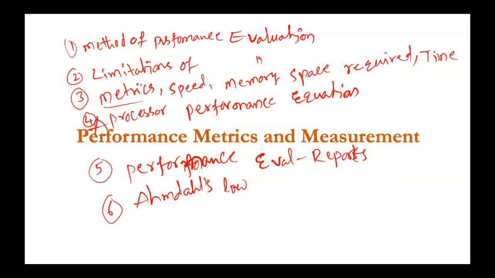Maybe the method of performance evaluation and the limitations of evaluation, what kind of metrics we use, whether we use speed or memory space requirement or time, or the processor performance equation, or performance evaluation reports, and Amdahl's law. So we'll see this. As we said, when we talk about computer performance, we should consider all these issues to assess the performance of a computer. So let us see.